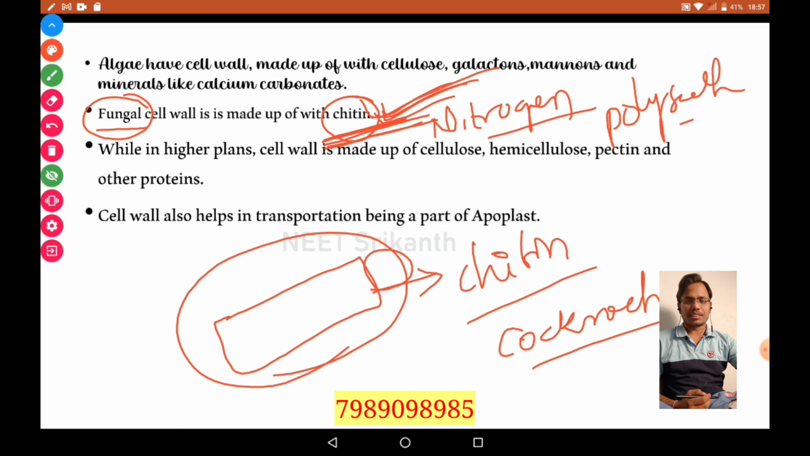Chitin is the thickest, strongest cell wall component. Where is it present? In fungi, the cell wall is made up of chitin. In the animal kingdom, the exoskeleton of the cockroach is also made up of chitin. This is very, very important in the NEET examination.